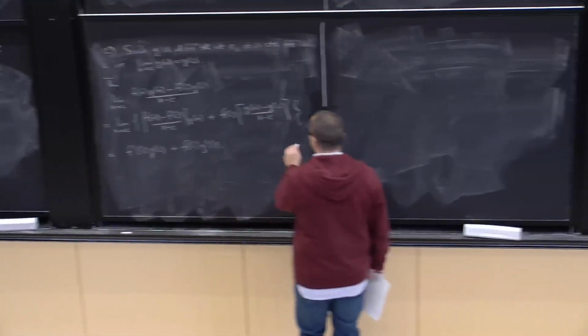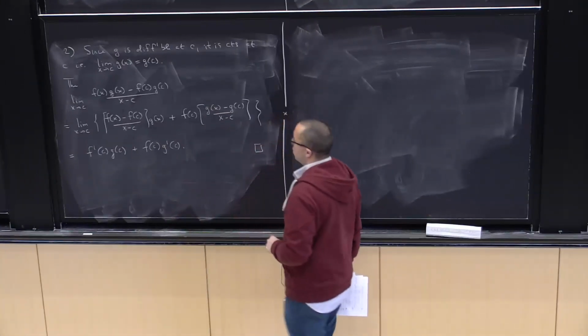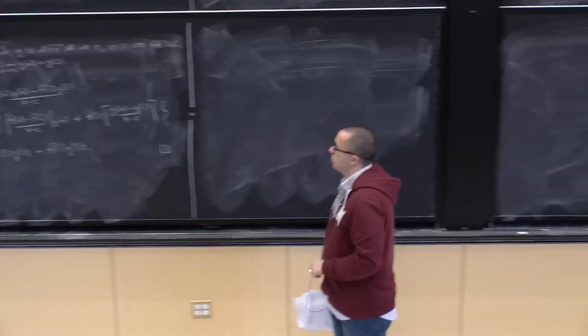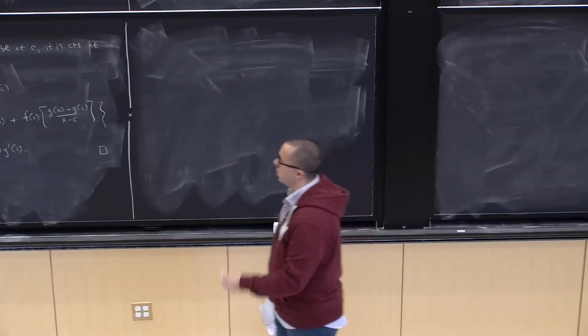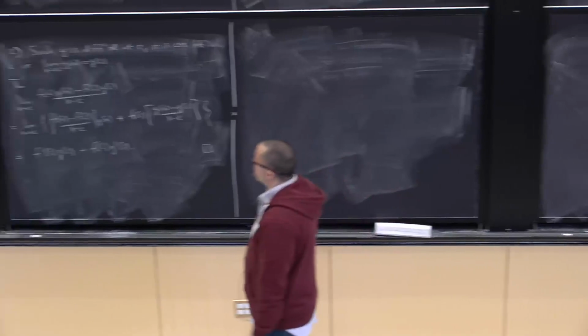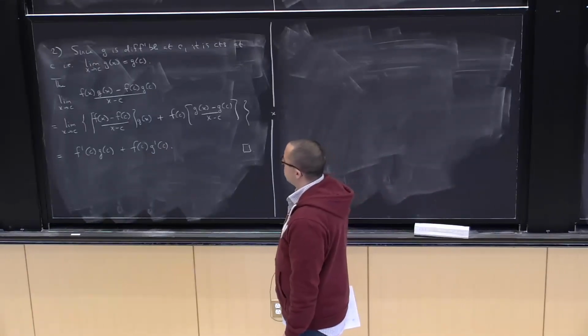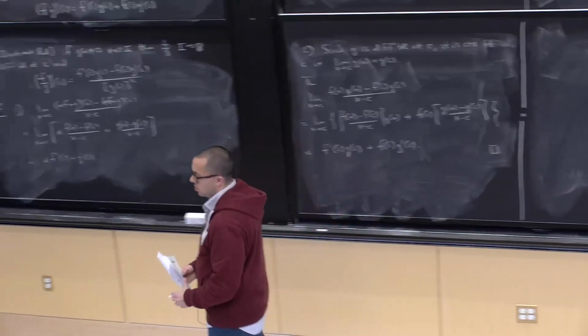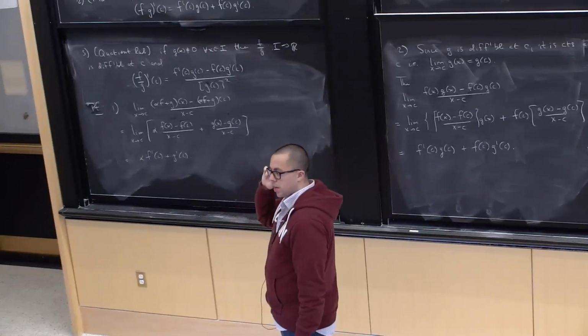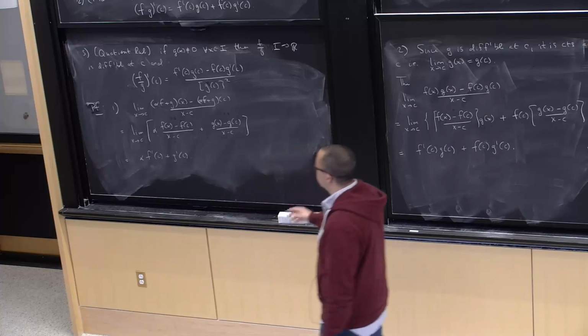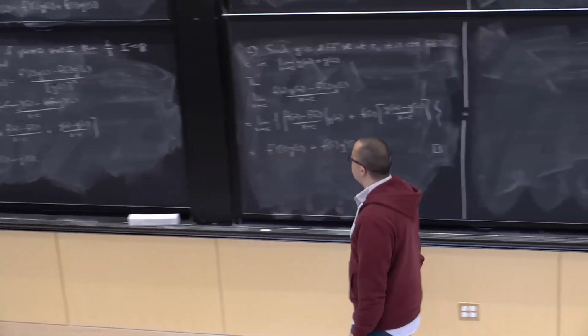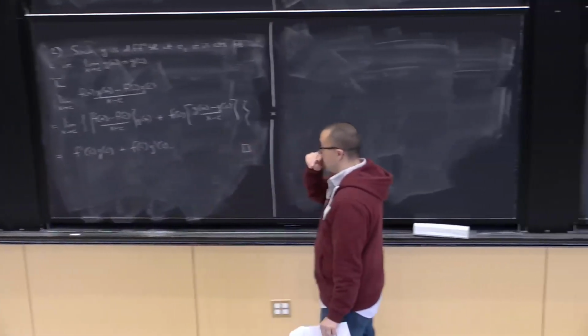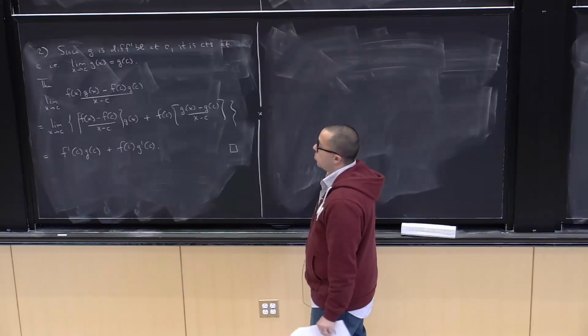And 3 I'll leave as an exercise. Again, you'll write out, you'll add and subtract something to f of x over g of x minus f of c over g of c, and use the fact that differentiability at a point implies continuity, and just evaluate the limits. So I'm going to stop with these two rules.